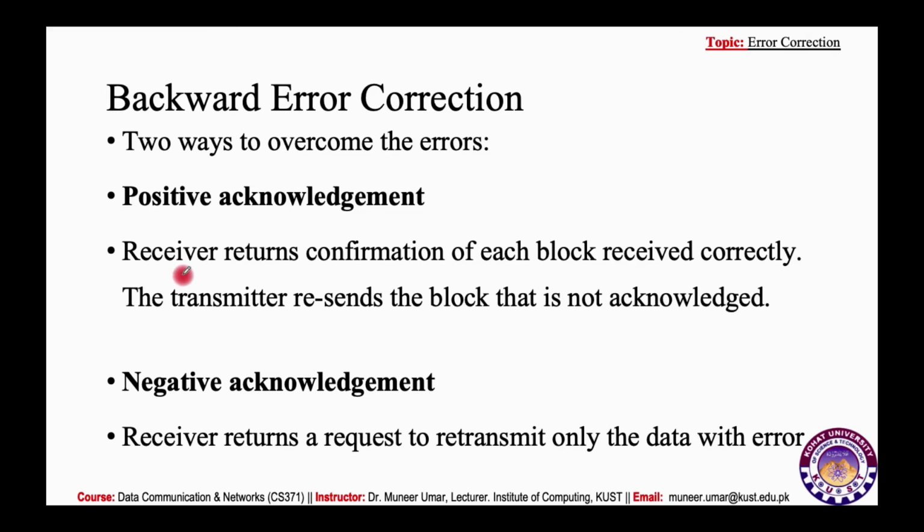In positive acknowledgement, the receiver returns confirmation of each block received correctly. The transmitter resends the block if that is not acknowledged. We have already studied the acknowledgement which is performed by TCP at the transport layer. Then we have negative acknowledgement. The receiver returns a request to retransmit only the data with error. So if the receiver detects an error, then it informs the sender. Otherwise, for correct data, no acknowledgement is sent, or the sender is not informed about the correctness of the received data.